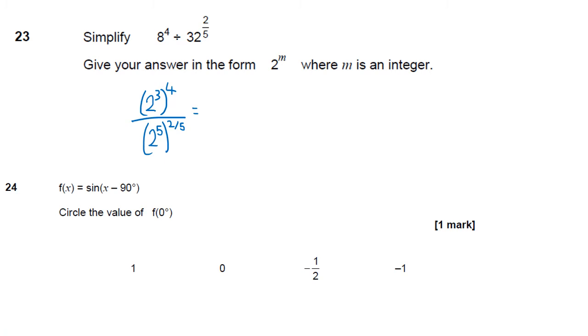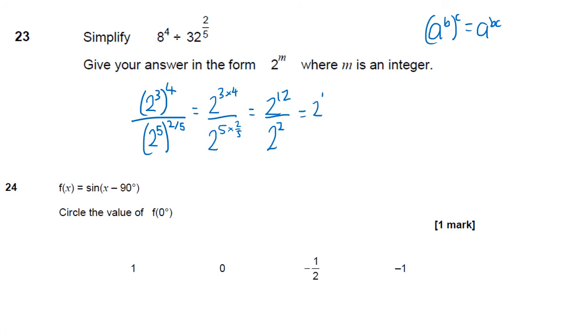If we have a power to another power, then what we do is we just multiply those powers together. So 2 to the power of 3 to the power of 4, that's the same as 2 to the power of 3 times 4. And on the bottom I've got 2 to the power of 5 times 2 over 5. 3 times 4 is 12. 5 times 2 over 5 is just 2. And then, if we remember from an earlier question, if we're dividing, then we subtract the powers. So we just get 2 to the power of 10. And that's the form we were asked to leave it in. So we're done. If you're interested, that's 1024. Quite important in computer science.